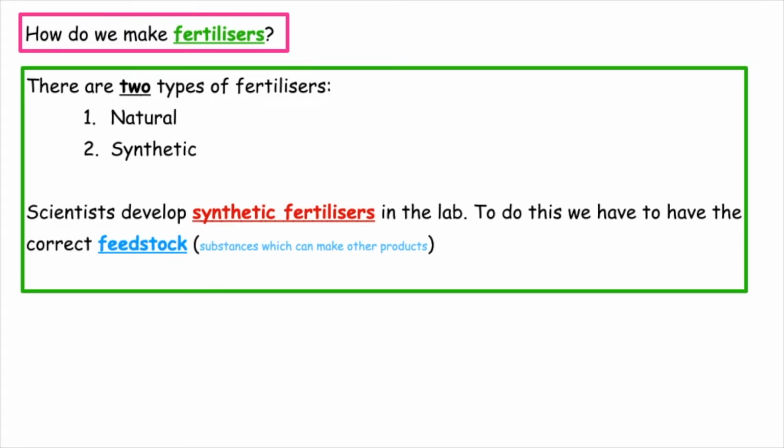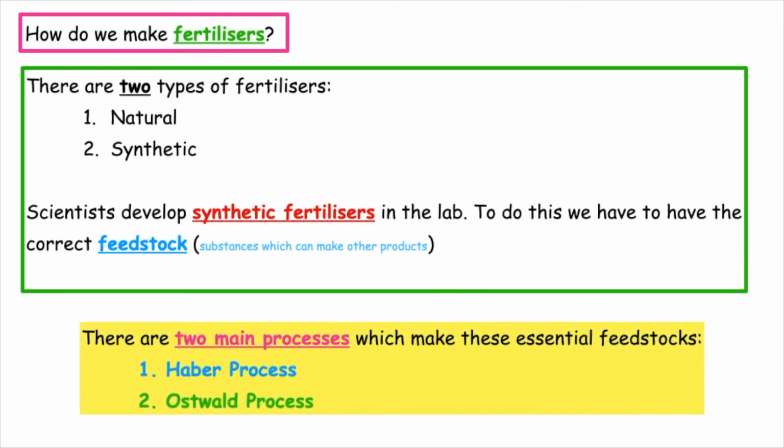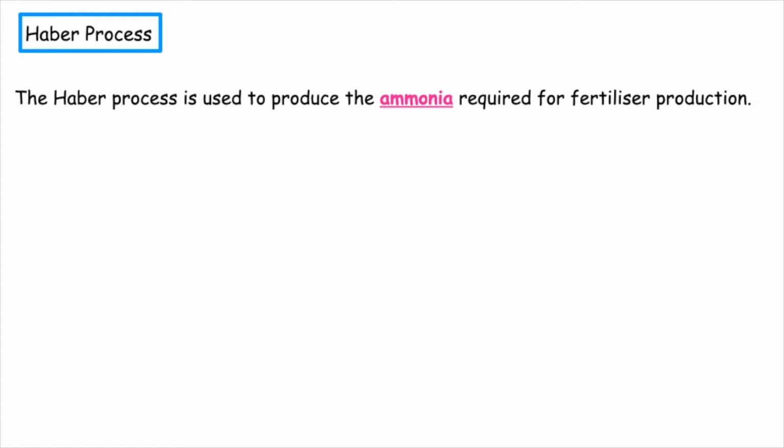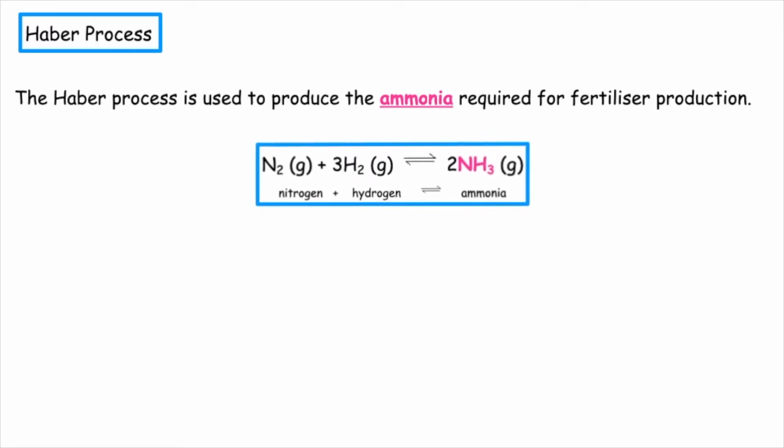There are two main processes which help to make these essential feedstocks. The first process we're going to look at is the Haber process, and the second is the Ostwald process. The Haber process is used to produce ammonia, which is required for fertiliser production. To create ammonia, nitrogen plus hydrogen react to produce ammonia, which is NH3.